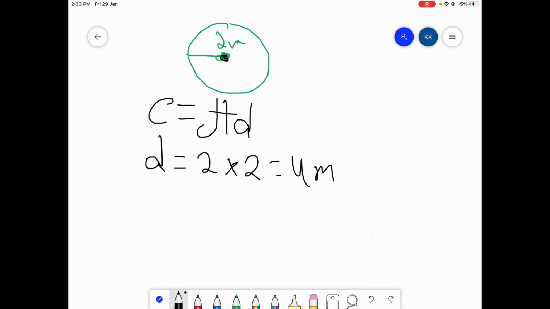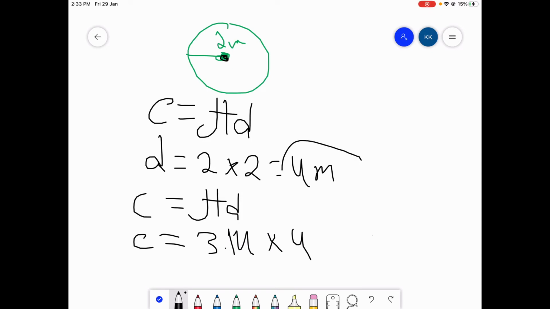Then C equals pi D, we want to complete it. Then C equals 3.14 times 4. We multiply it by the whole diameter, which gives C equal to 12.56.